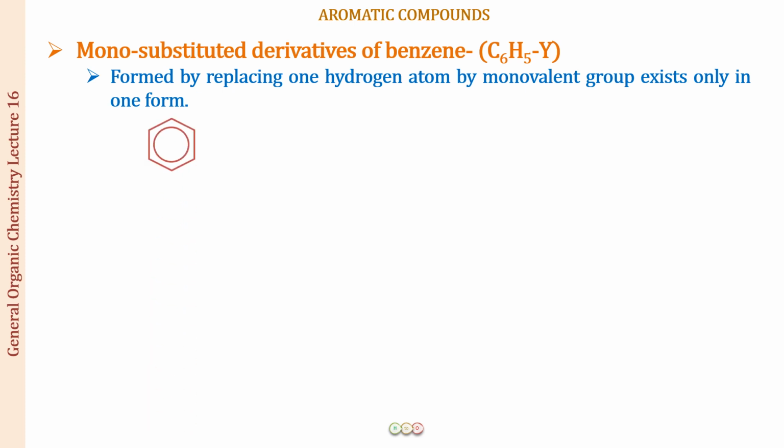Let us look at the benzene ring, right? So this is the benzene molecule. From this we have removed one hydrogen and replaced it by a Y. So where are we going to place this Y? It can be at this position, right? Or it can be at another position. Let us assume that it is at this position. It can be at this position, this position, or this position. So 6 positions are possible.